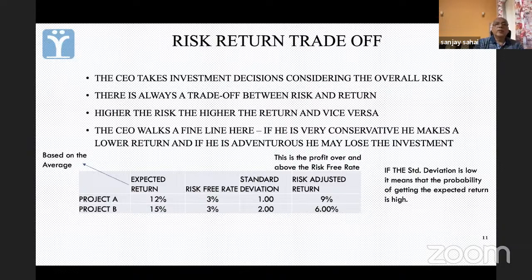And if it comes down to 6%, most probably it will be less than the cost of your capital. That means you will earn even less than the rate at which you raised your capital, or the rate at which you took the money from the bank. This is the risk which you have.